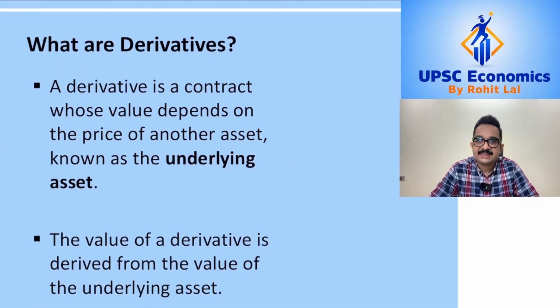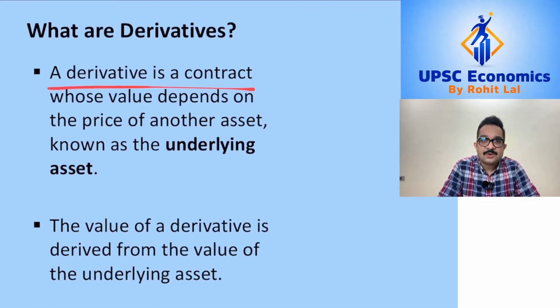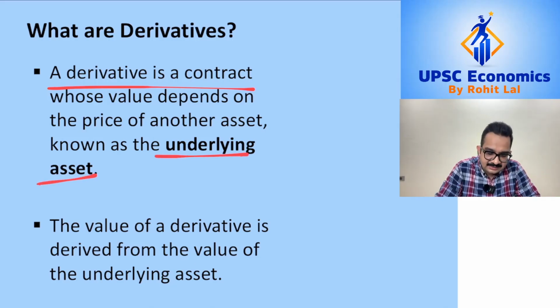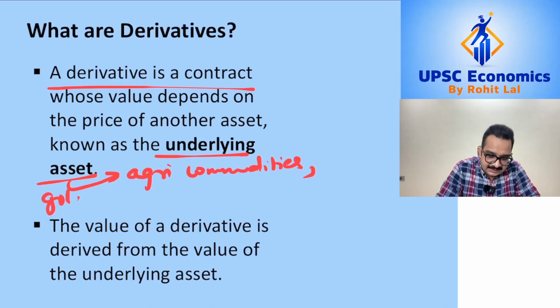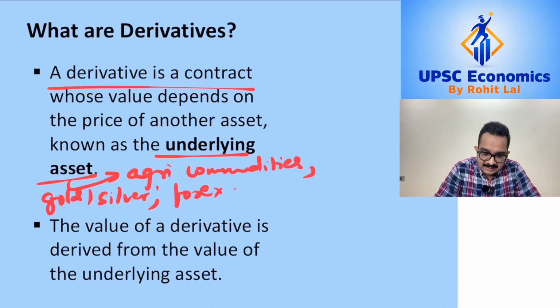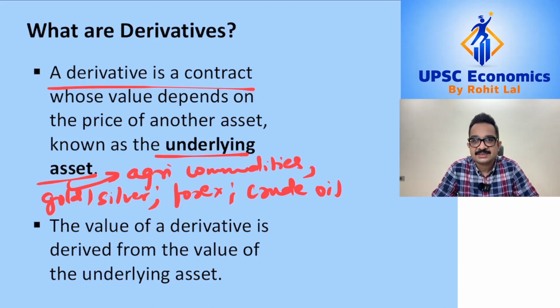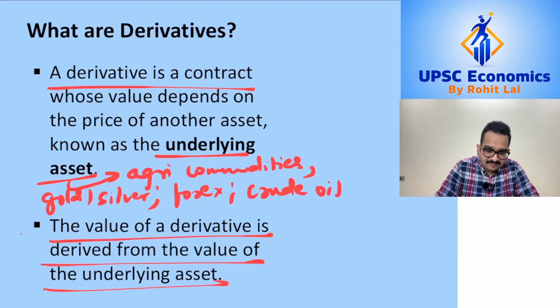So essentially a derivative is a contract whose value depends on the price of an underlying asset. An underlying asset could be anything. You could have agricultural commodities, you could have precious metals, such as gold or silver we talked about. You could even have foreign currency as the underlying asset, or things such as crude oil and several other commodities. So essentially a derivative is a contract signed between two parties and the value of that contract is derived from the value of the underlying asset.